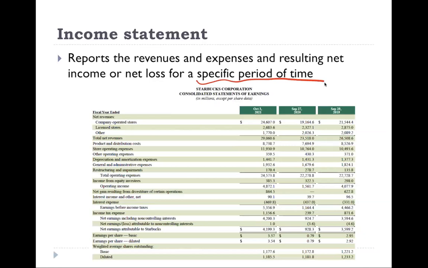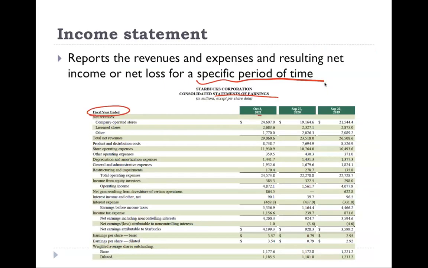This is an example of Starbucks' statement of earnings. Statement of earnings is another way to call the income statement. Some firms call it statement of earnings, some call it statement of operations, and some call it income statement, but those are the same thing.